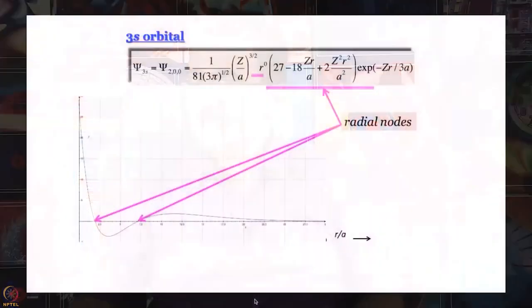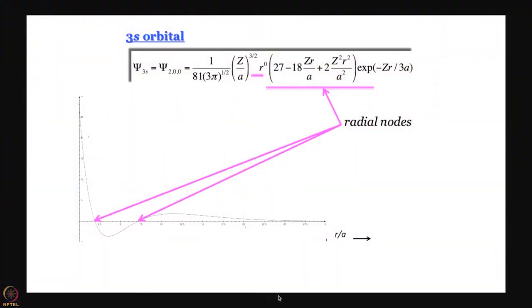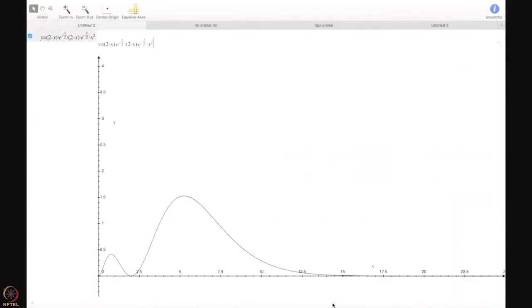Yeah, 27 minus 18x plus 2x square, that kind of an expression. So, I can write 27 minus 18 into x plus 2x square. Okay, we have to get rid of everything else.